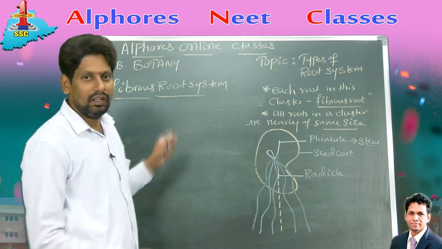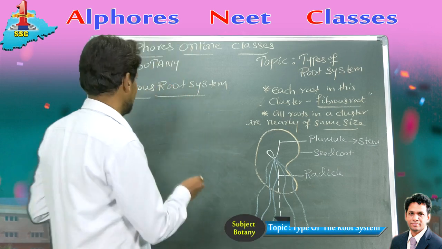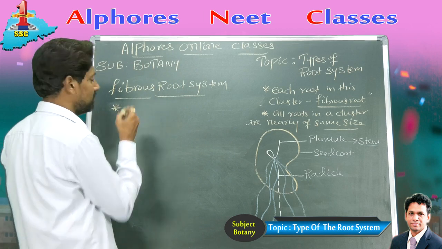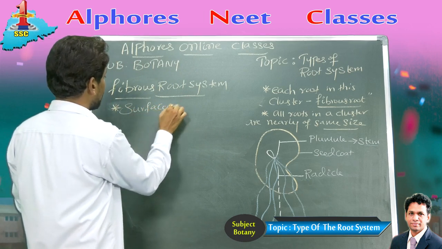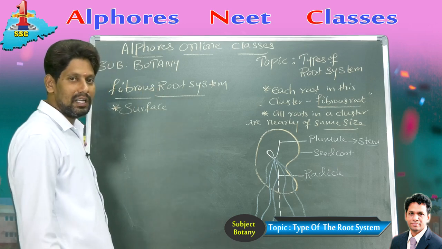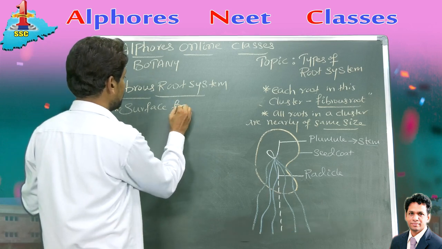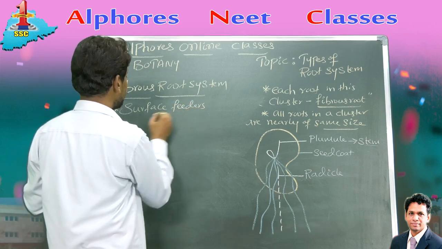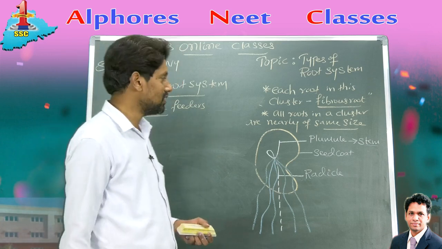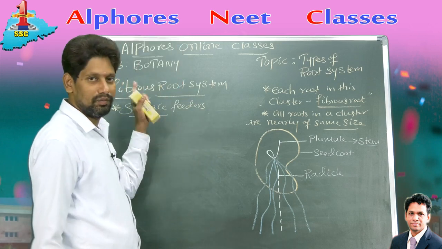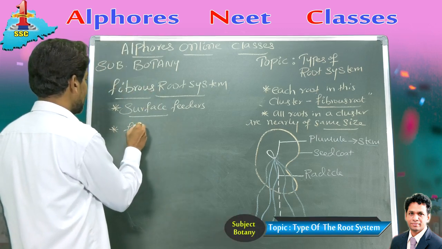Now listen here. This fibrous root system, they are surface feeders. Fibrous roots are which feeders? Surface feeders. Then what about taproots? Taproots are either deep feeders or surface feeders, whereas fibrous roots are surface feeders. Is it okay?